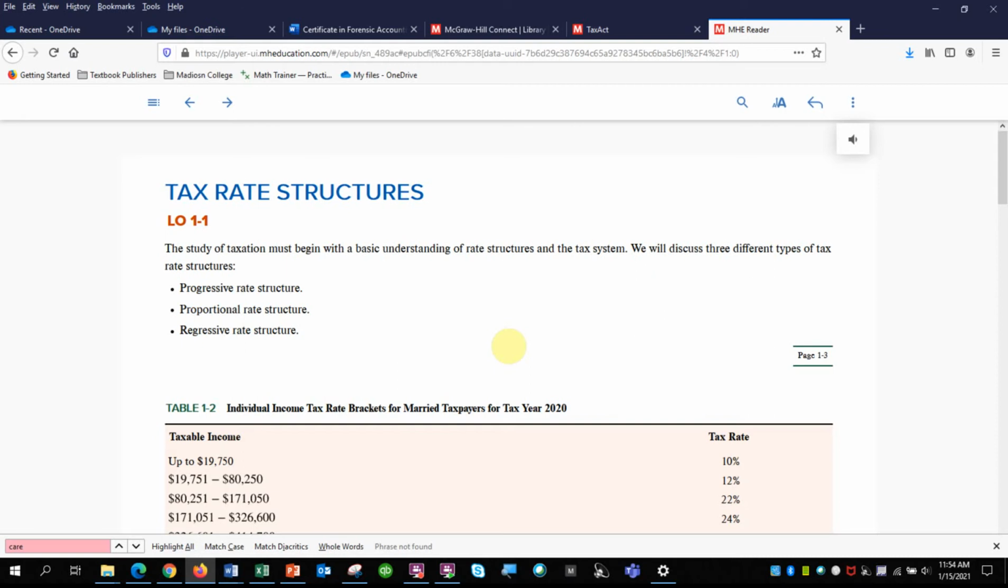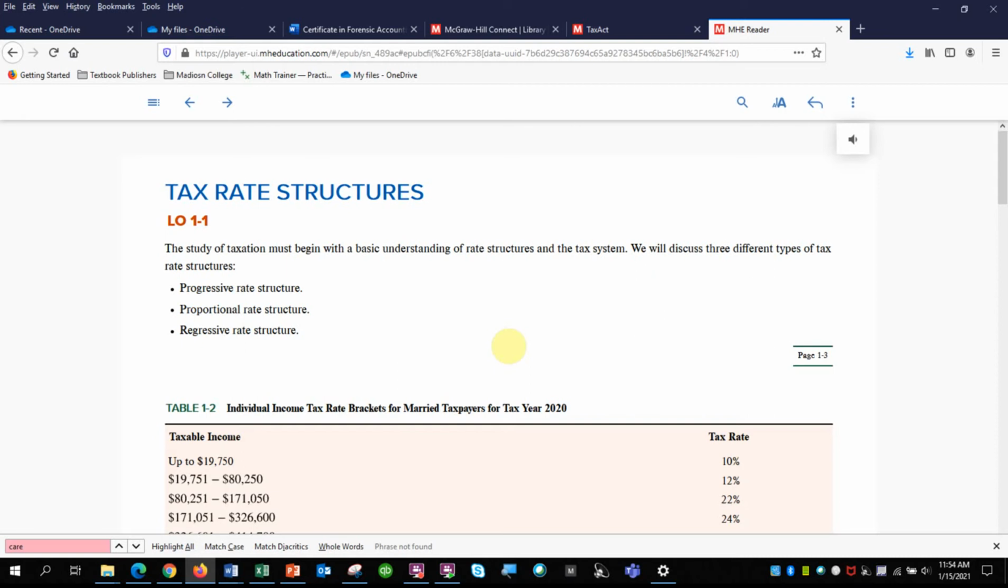In this chapter, I'm going to be relying mostly upon the text, because it does a good job in explaining what we need to know about federal income taxation and rate structures and Form 1040 and a lot of the concepts that are foundational to our further study of taxation.